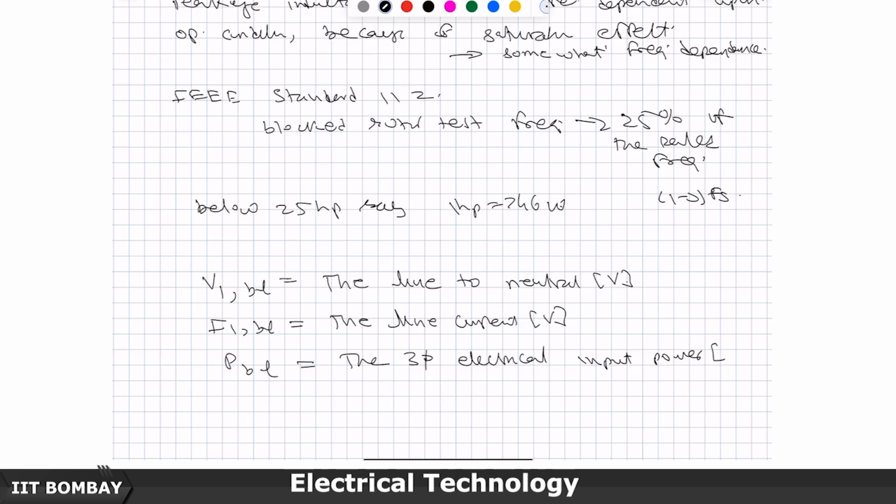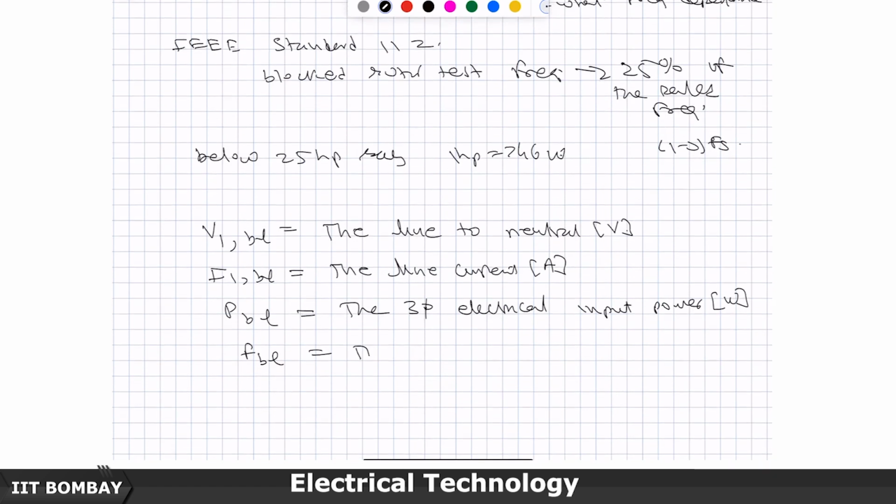See, I write everything in units and sometimes I make mistakes also. This is amperes. This is a good practice to keep writing units always. This is in watts, and this time we also have to keep FBL as the frequency of the blocked rotor test, which is in hertz.